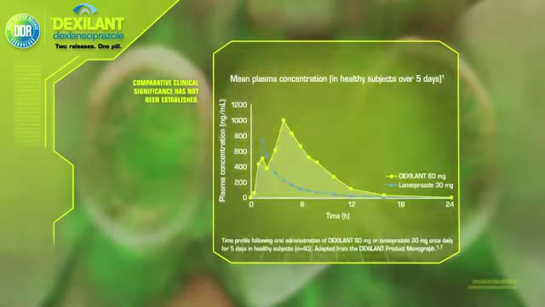This results in a plasma concentration profile with two distinct peaks. The first peak is within 1 to 2 hours of dosing, with the second peak following 4 to 5 hours after dosing. Dexilant 60 mg provided an area under the concentration curve at 24 hours that is approximately 3 times greater than lansoprazole 30 mg on day 5.